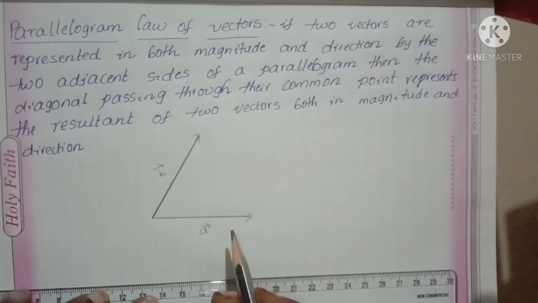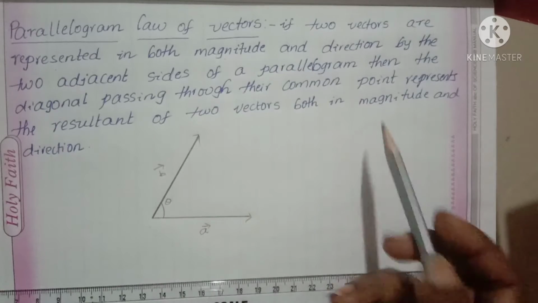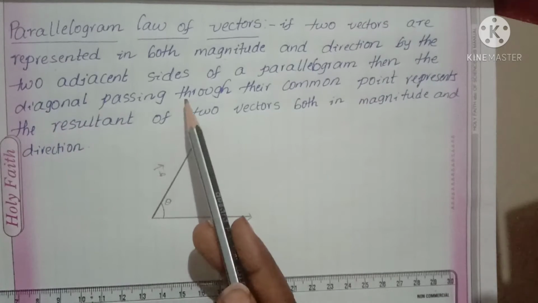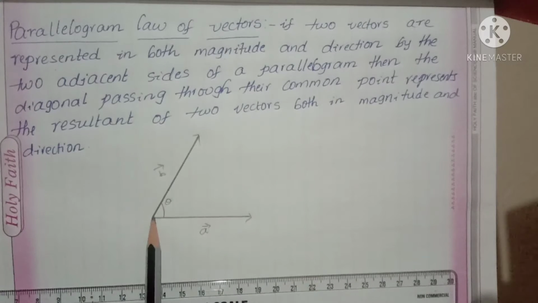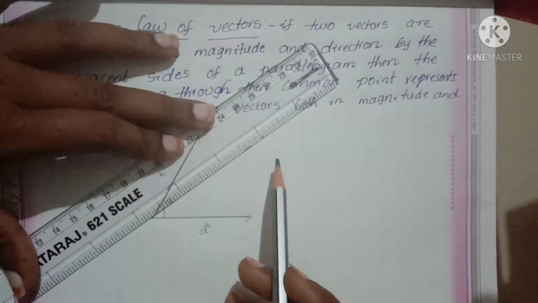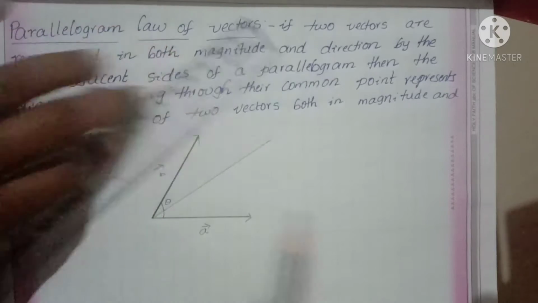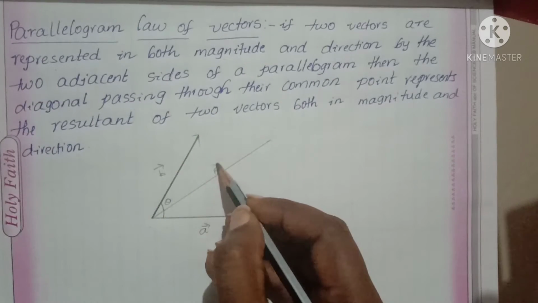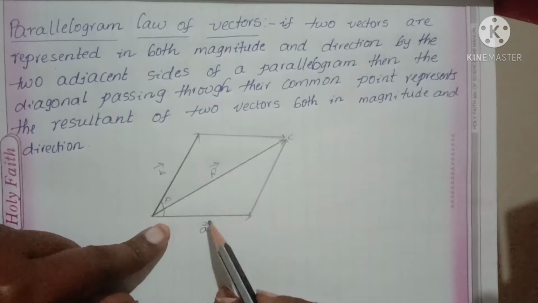So the adjacent sides of the parallelogram, these two vectors, make some angle theta, right? Then the diagonal passing through their common point. So for these two vectors, this is the common point. So from here we can draw one diagonal that indicates the resultant. So this indicates the resultant. Now complete the diagram. And you know that in a parallelogram, opposite sides are parallel.